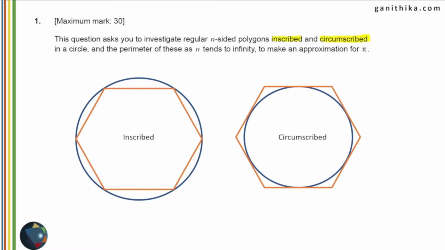And the next part of the question is the perimeter of these as n tends to infinity. So what is n? n is the number of sides of the polygon. So what happens if the number of sides of the polygon tends to infinity? That means what happens to the polygon when the number of sides is infinite? So this is something that we need to know.